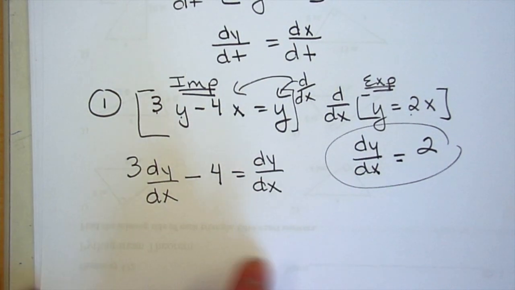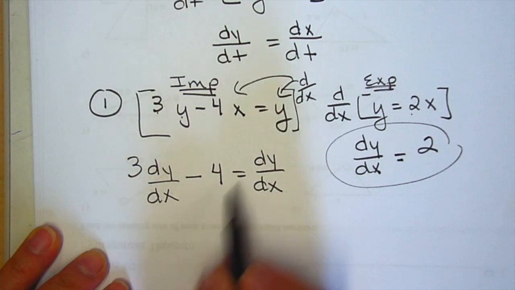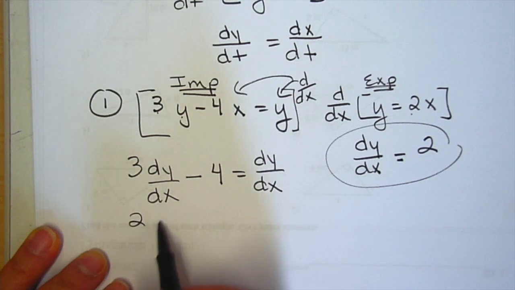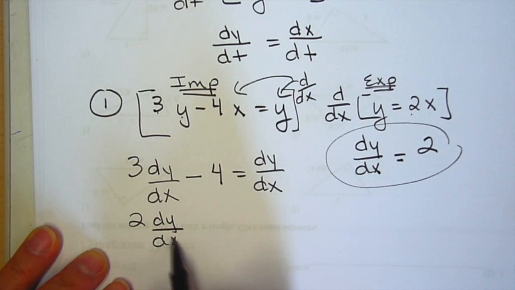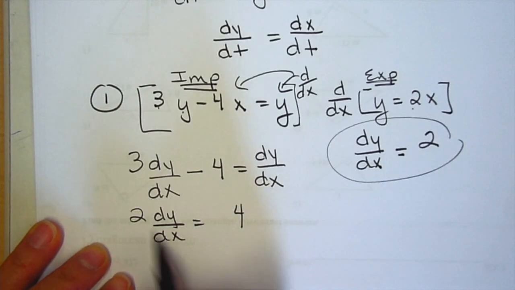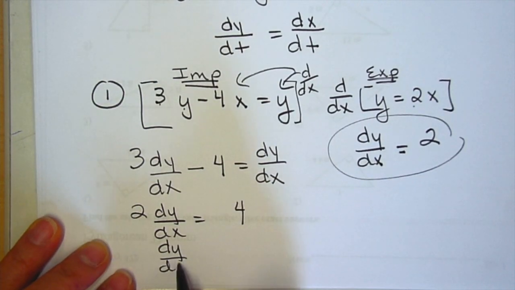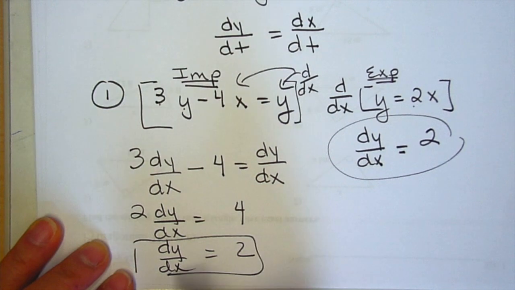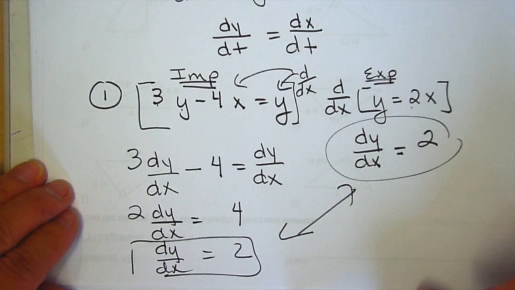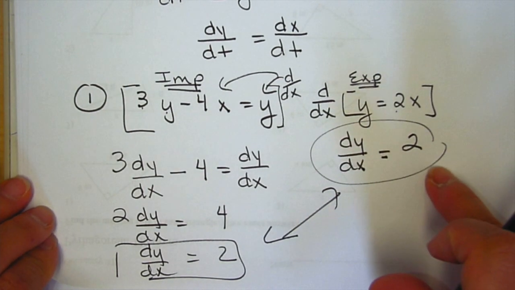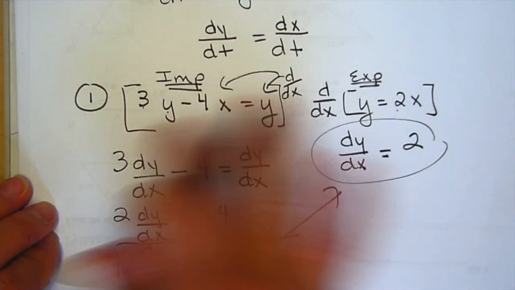Notice you have dy dx's on both sides, but I'm looking for the slope, so you can go ahead and subtract the dy dx here. So you have 2 dy dx. Move the 4 over. When you solve for dy dx, notice that your slope is 2. Exactly the same thing that we got here. Obviously, this is the way I would want to do this problem, but the idea is either way you get to the same answer.